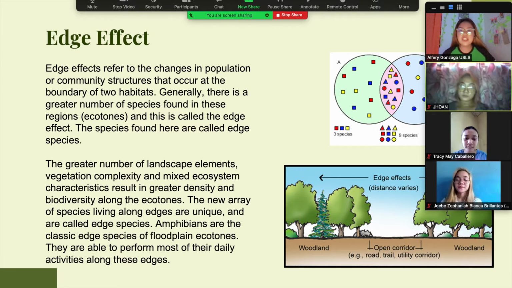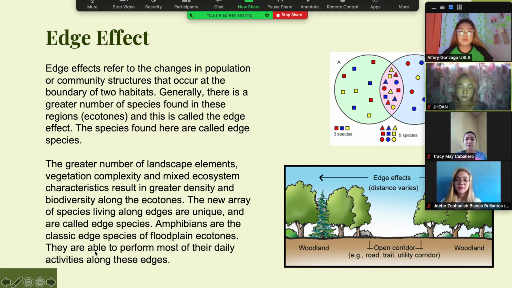Edge effect. Edge effect refers to the changes in population or community structures that occur at the boundary of two habitats. Generally, there is a greater number of species found in these regions or ecotones, and this is called the edge effect. The species found here are called edge species.